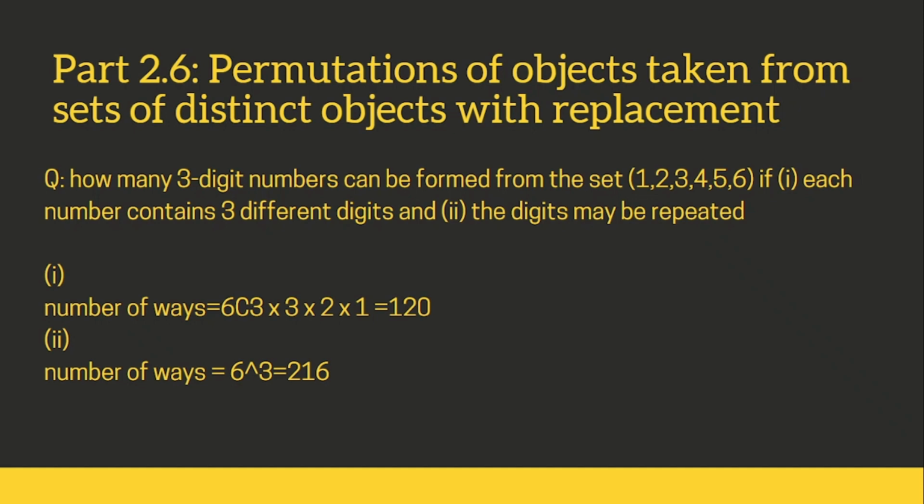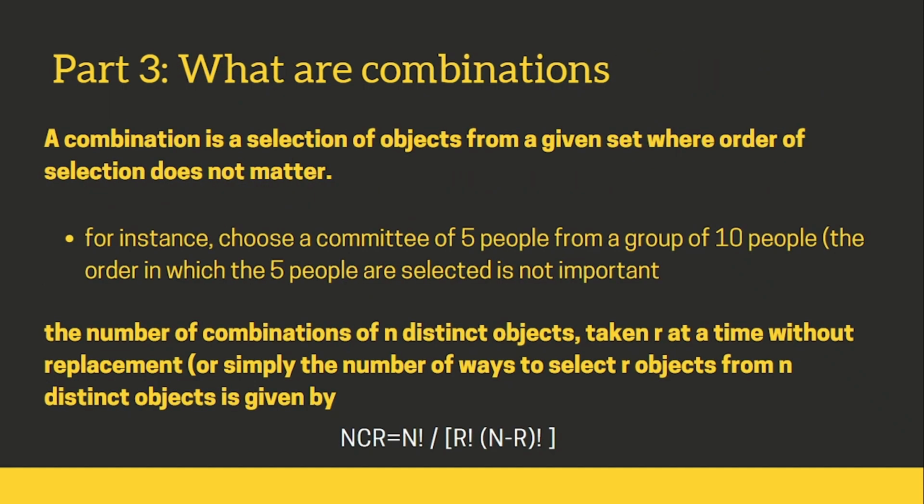Then for part 2, because the digits are repeated, our first digit has 6 choices. Our second digit will have 6 choices as well. And our last digit will have 6 choices as well. And so in this case, the answer is just 6 times 6 times 6, which is 6 power 3 equals 216.